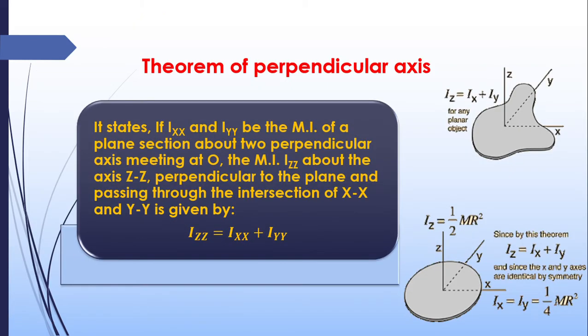Theorem of perpendicular axis. You may have studied this in plus 2 classes. It states that if Ixx and Iyy are the moments of inertia of a plane section about two perpendicular axes meeting at O at the center, then the moment of inertia Izz about the axis zz, perpendicular to the plane and passing through the intersection of xx and yy, is Izz equal to Ixx plus Iyy. It is very simple.